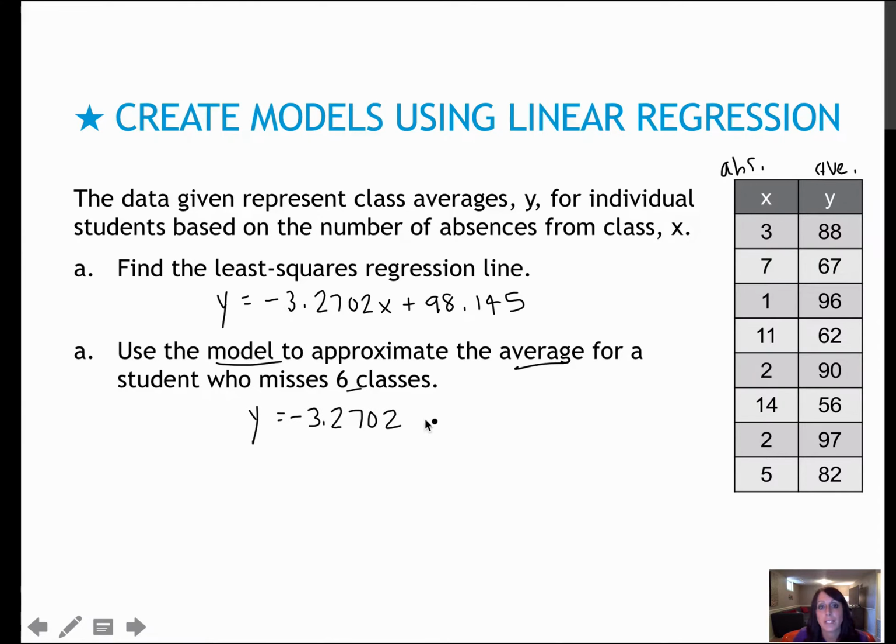So I'm going to rewrite my model, and you're either replacing X or replacing Y. In this case, we're replacing X, and then we're going to use our calculator to find the answer. And in using my calculator, I found 78.5214. My sentence would say a student who missed an average of 6 classes would have a class average of about 78.5%.